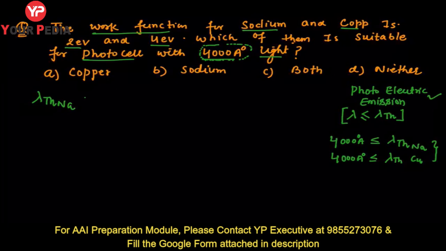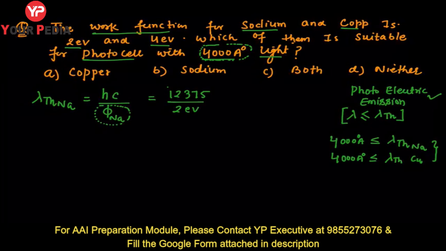How do we calculate lambda threshold for sodium? It can be written as hc upon work function of sodium. Since this is provided in terms of electron volt, I can use the same relation which I use for the photon energy in electron volt, because the symbol doesn't matter, ultimately it is energy. So I can write here, students, 12375 upon 2 electron volt for sodium.